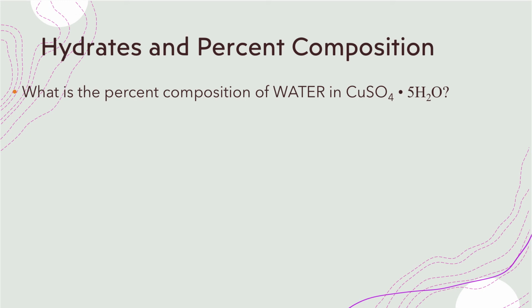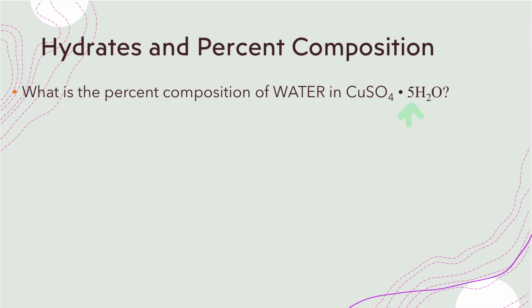Okay, so now we're getting into the final overall question. You understand what a hydrate is, you understand how to find molar masses, you understand what percent composition is. So to put it all together, what's the percent composition of water in copper sulfate hydrate, which is copper sulfate pentahydrate, you'd say it. So that 5, we use the prefixes to say pentahydrate.